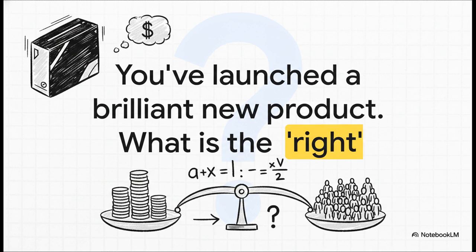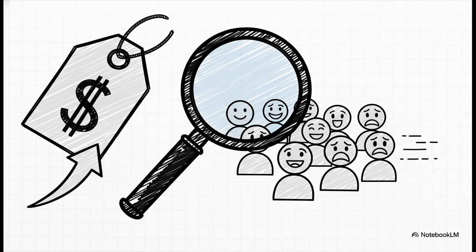You price it too high, you might scare everyone away. Price it too low, and you're leaving money on the table, undervaluing all that hard work. This is the classic pricing dilemma, and at its heart, it's a math problem. So, how do you solve it? Well, the answer isn't about what you think the product is worth. The real key is understanding how your customers are going to respond to whatever price you set.